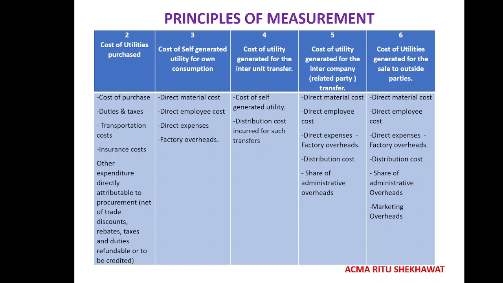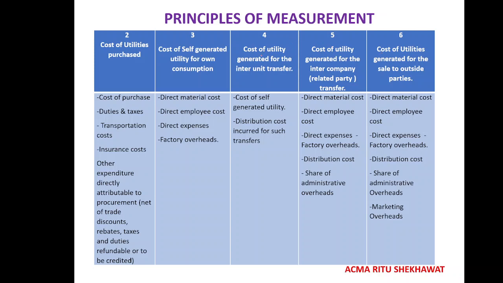Point number 3 says cost of self-generated utility for own consumption. That is, if we are generating the utilities within our own premises or factory, self-generating our utilities, then the cost will be direct material cost, direct employee cost, direct expenses, and factory overheads, which will be the total cost.